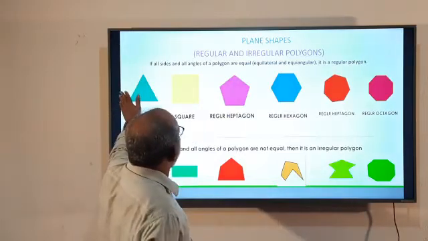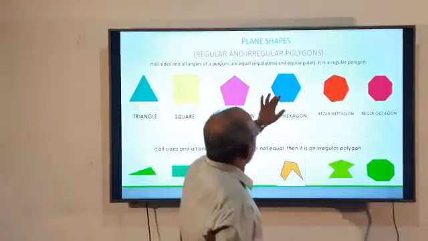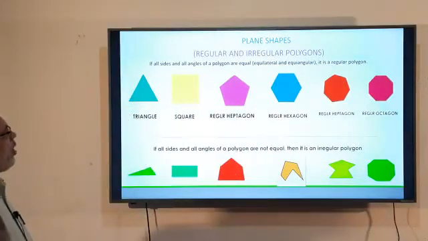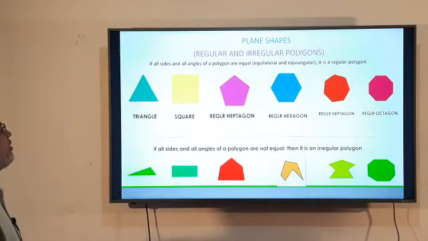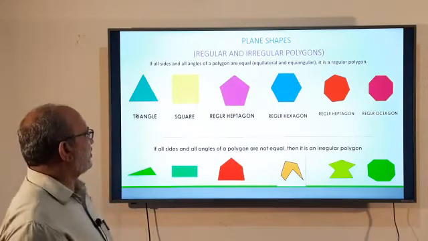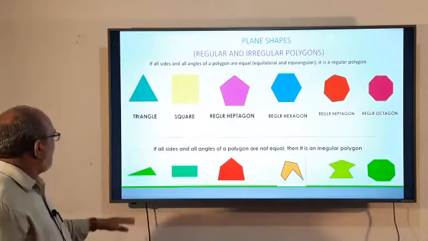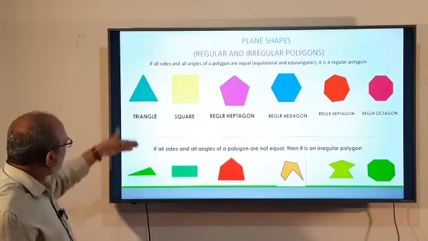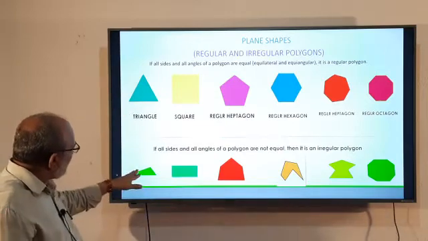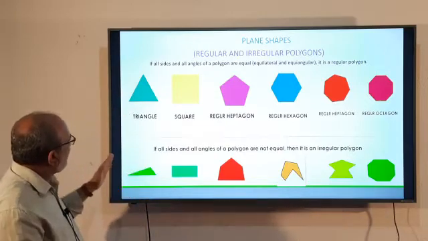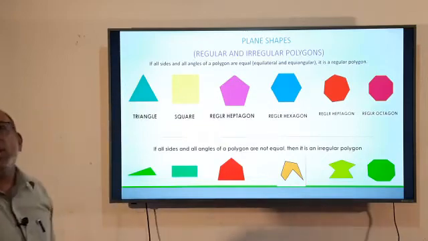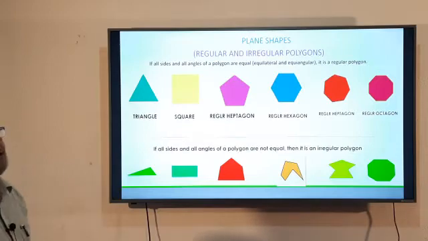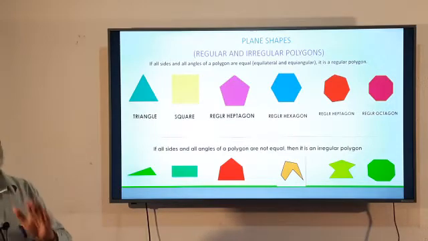For this reason, all these 6, 1, 2, 3, 4, 5, 6, are equilateral and equiangular. They are regular polygons. Whereas here you can see a scalene triangle. You know what is the difference between an equilateral and a scalene triangle? In a scalene triangle all 3 sides are of different size. This is an equilateral triangle, meaning all 3 sides are equal. In between is an isosceles triangle. When 2 sides are equal, we say it's an isosceles triangle.